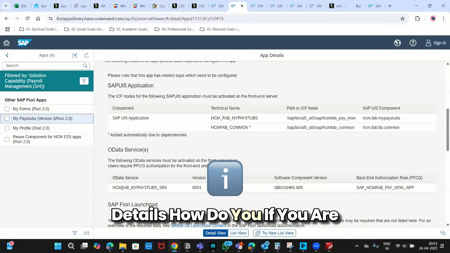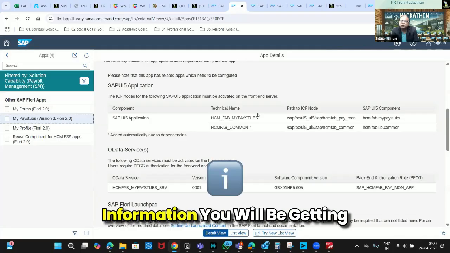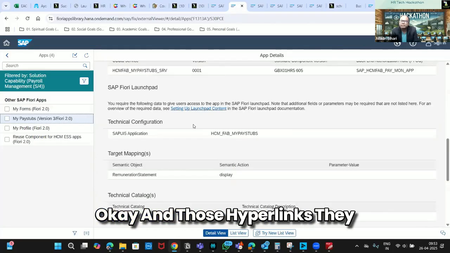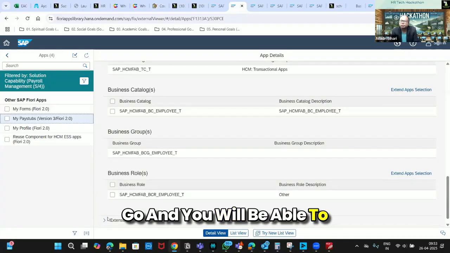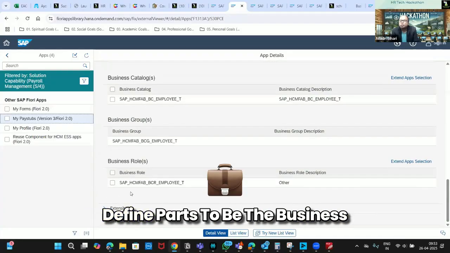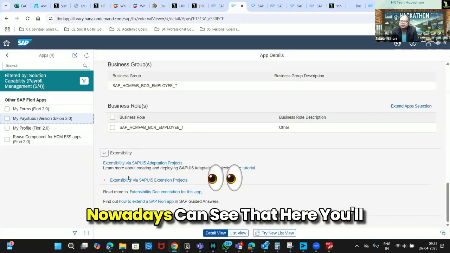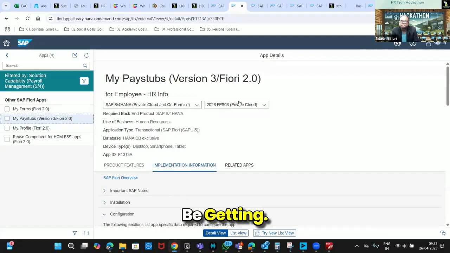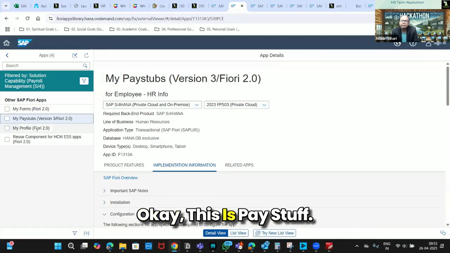If you are talking about S/4HANA, what technical information will you be getting here as well? Those details are available here. They have given hyperlinks, and if you go through those hyperlinks you will be able to perform those as well. They've also defined the business role and the business group. Everything is well defined nowadays. You'll also see which edition they're talking about here. So this is the pay stub.